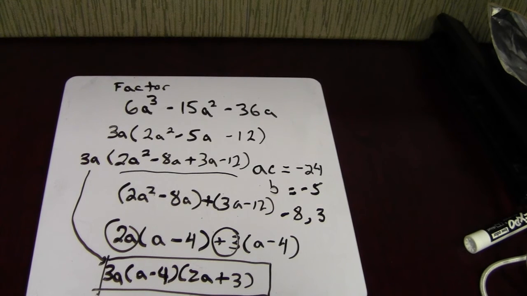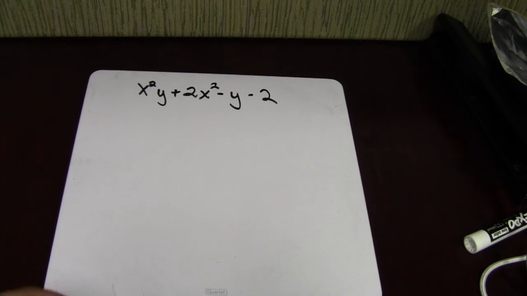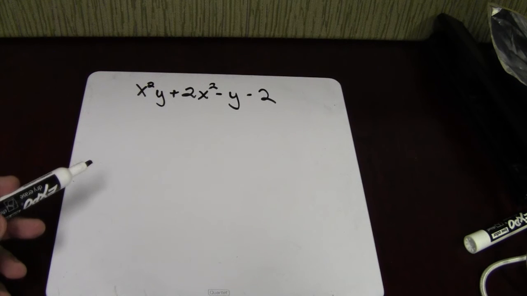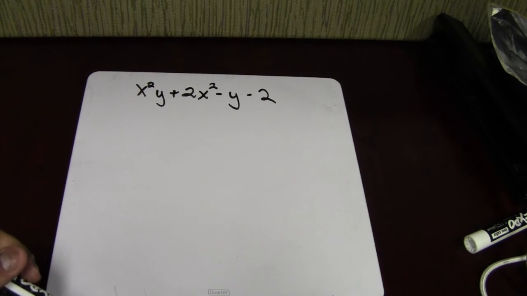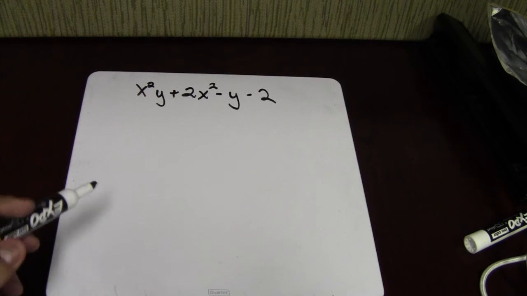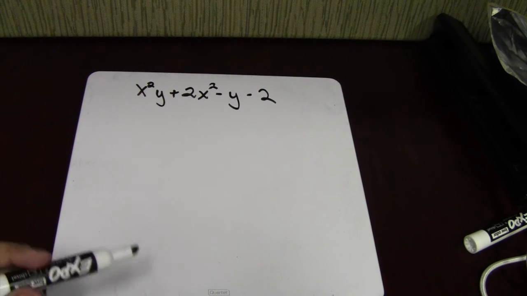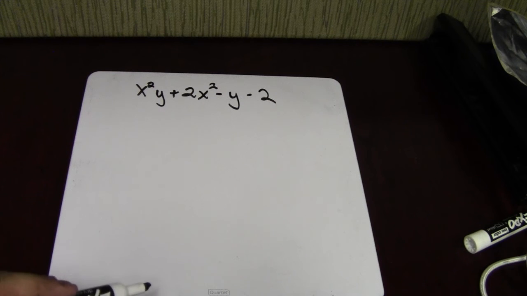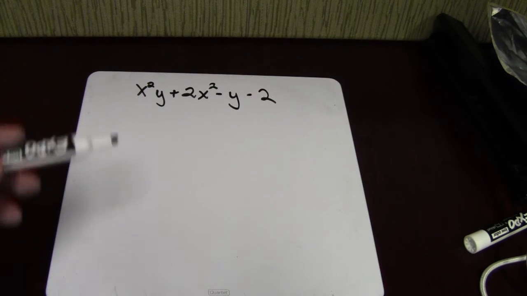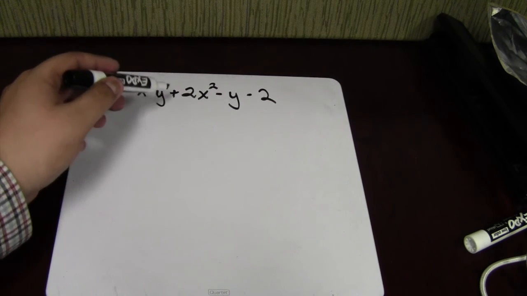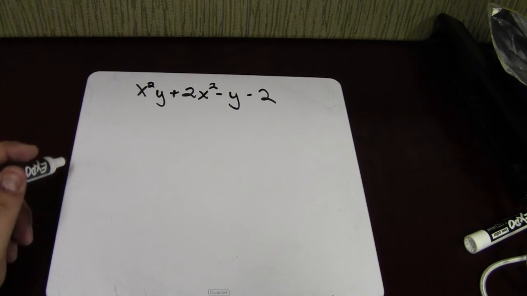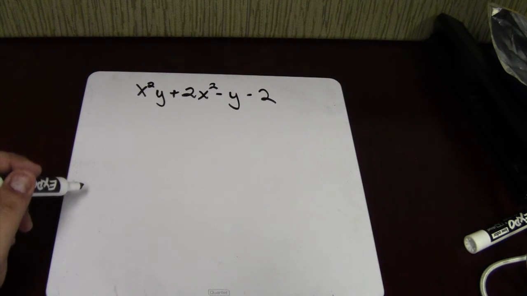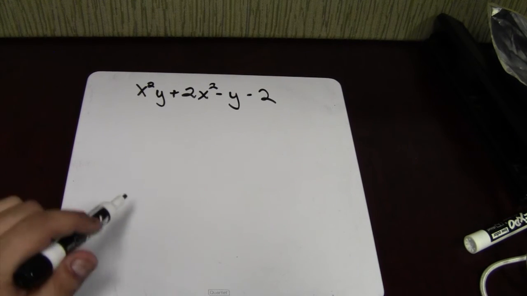Let's look at one more. Okay, here's the last example. What we can see is that we have 4 terms here. So, first, is there a greatest common factor between all 4 terms? And we can tell that the answer to that is no. Not all 4 terms have x squared in it. Not all 4 terms have a y in it. Not all 4 terms have something of a factor of 2 in it. So out of all of these terms, there is no GCF.